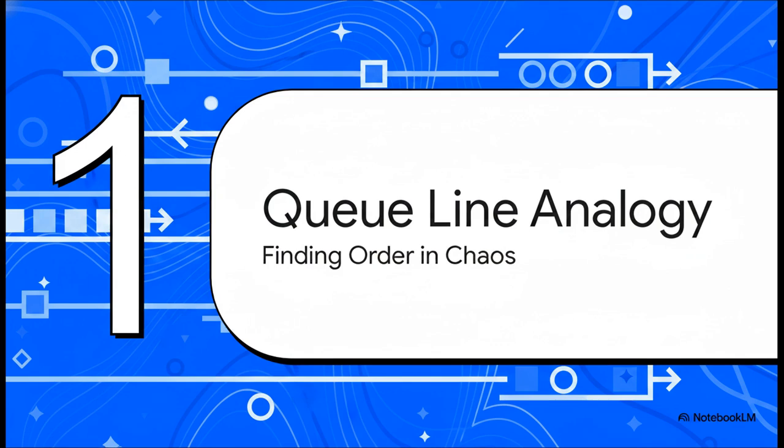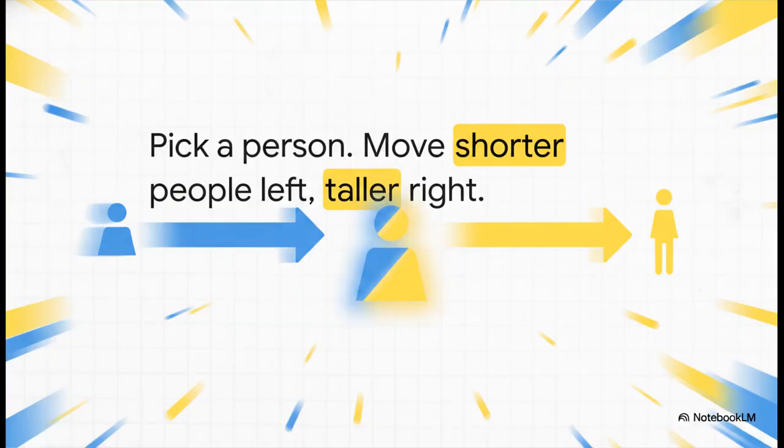Section 1. The queue line analogy. Finding order in chaos. Okay, let's dive into this. Instead of looking at that whole daunting line all at once, we use a brilliantly simple trick. Here is the absolute core mechanism. You walk up to the line, close your eyes, and just pick one person at random. Doesn't matter who. Then you shout two simple instructions.